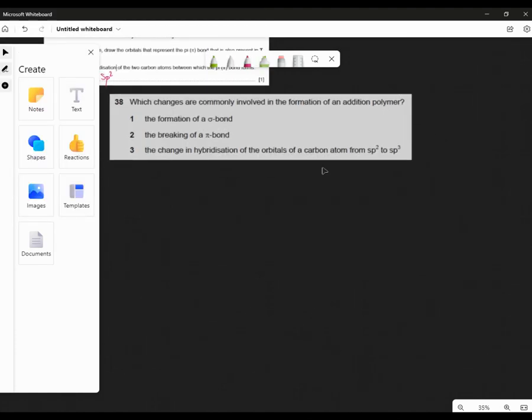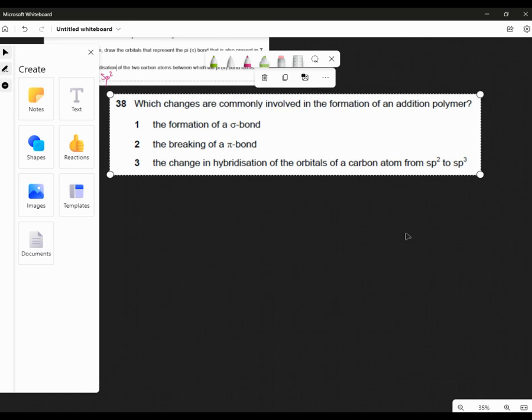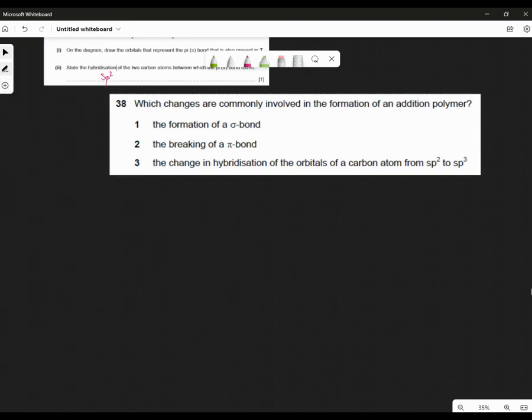And, oh, this is a bit of old school stuff. We don't have to do these anymore, do we? But let's see if we can do it. Which changes are commonly involved in the formation of a nitrogen polymer? Oh, let's have a look at that. This one. Why did I add this one? All right, I'm going to do a nice, easy one.